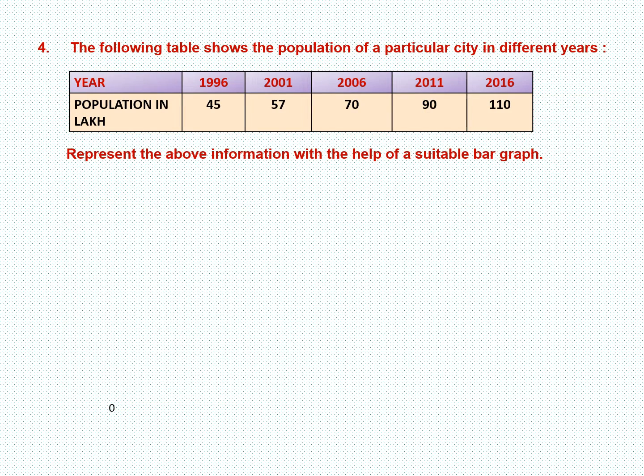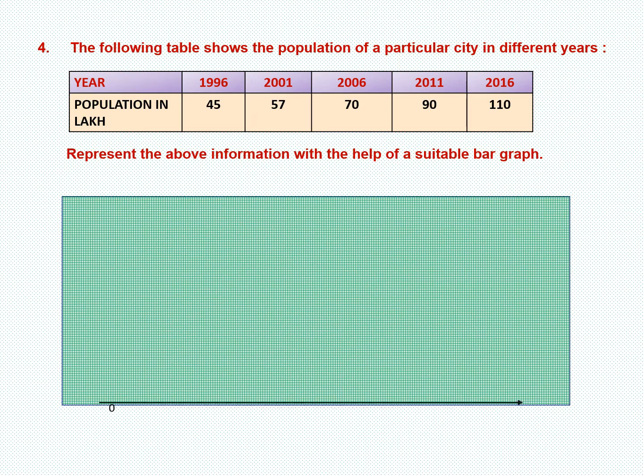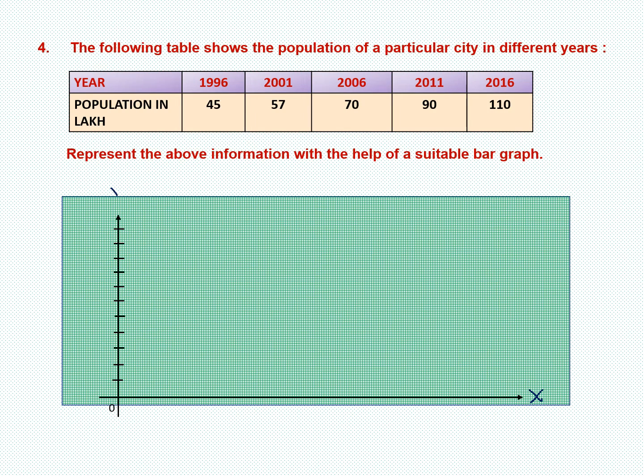Question 4. The following table shows the population of a particular city in different years. So we have years and population in lakh shown here. Now we have to represent this information with the help of a suitable bar graph. So let's begin. So we have first our x-axis. Let's draw the x-axis. Then we draw the y-axis, which is the vertical line y-axis. Now we have the title. Again, take it from the question. Title is population in different years.